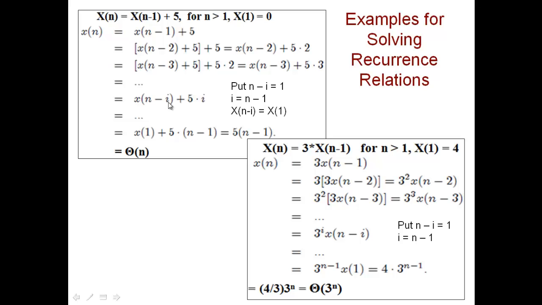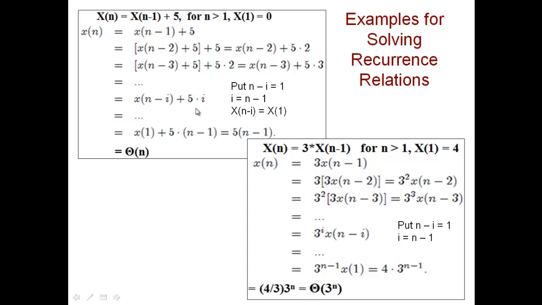So for at most what value of i can we write this recurrence relation? Solve for i: put n minus i equal to what is inside x in the terminating condition, which is 1. So if you rearrange this, i equals n minus 1. If you replace i with n minus 1 in this general recurrence relation, you will have x of n is x of n minus i, which is simply x of 1. See, that's why we went all the way up to this and said n minus i equals 1. So we now got x of 1 plus 5 times n minus 1.